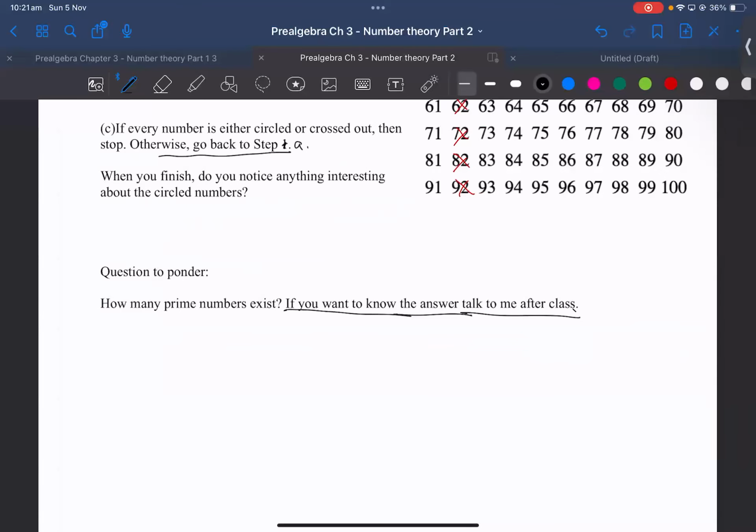How many prime numbers do you think there are? How many prime numbers do you think exist? I'm unsure, because there could be an infinite amount. You can count to infinity and still have more. Very good, but you never know. Unless it's proven, you don't know.